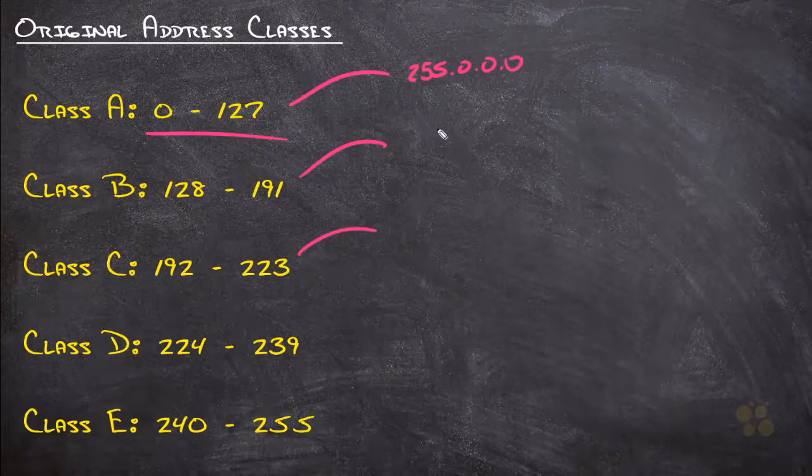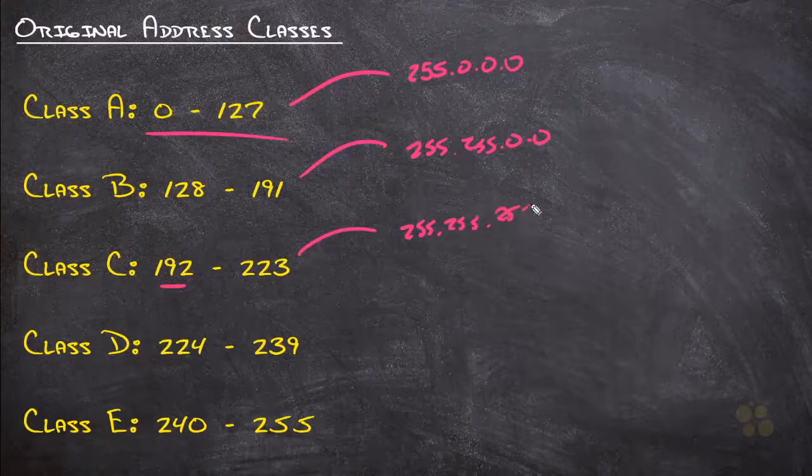If it had 172, it would be part of Class B, which has the subnet mask 255.255.0.0. If it was, let's just say, 192.168.1, it would be 255.255.255.0. It's like 1, 2, 3, this easy. The subnet mask, by default, for each of these classes of addresses just kind of grows as it goes down.